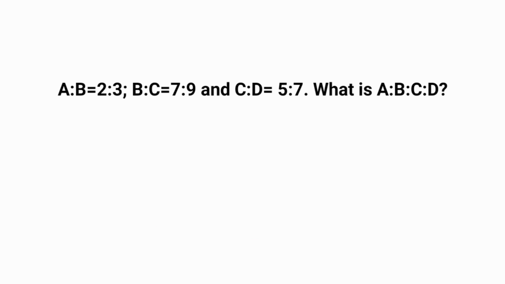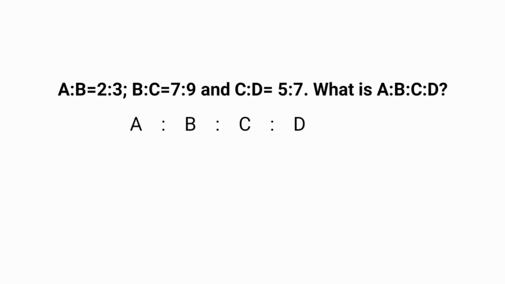Here, A is to B is given as 2 is to 3, B is to C is equal to 7 is to 9, and C is to D is equal to 5 is to 7. And the question is to find A is to B is to C is to D. To solve this question, we can use the same steps which we followed for the previous question. So, the first step is to write the ratio which we want to find, that is A is to B is to C is to D.